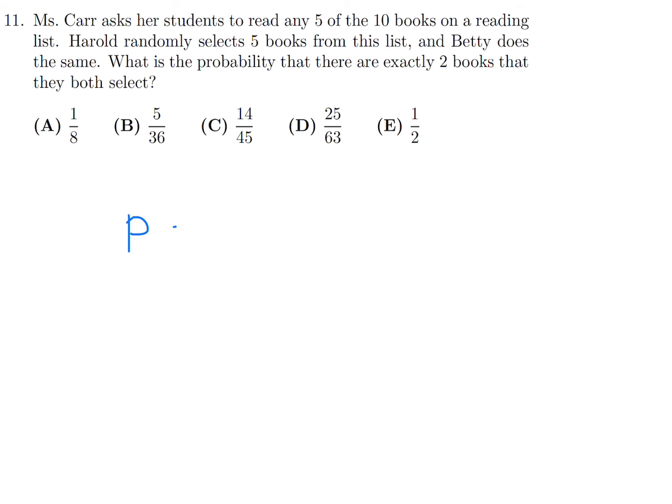All right, probability question. As always, we've got a numerator and a denominator. The denominator, let's do first. That's the total number of cases. Betty and Harold have to select 5 books from a list of 10. So the total number of ways they can do that is 10 choose 5 for both of them. And we're going to multiply them because we have to look at all the number of combinations for Betty and for Harold.